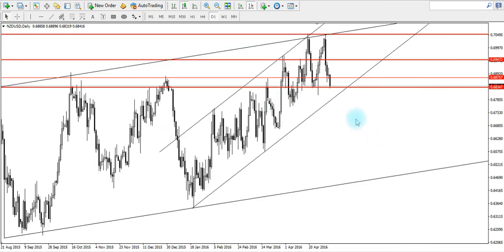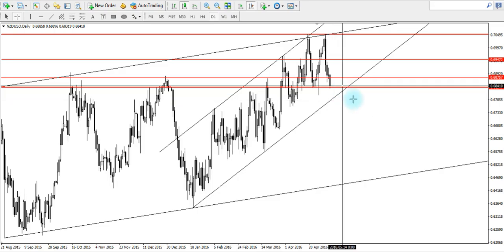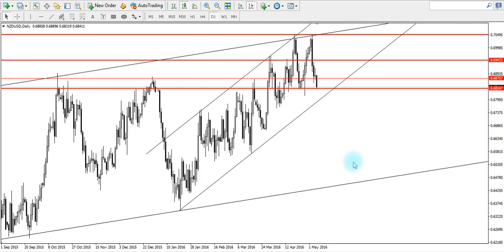Alright, so for the price to come down to the bottom is still pretty achievable, and there's a possibility that price will just continue to fall all the way back to the bottom of the major rising trend channel. So that's for the New Zealand dollar against the US dollar, just some consideration. So next we have the euro against the US dollar.